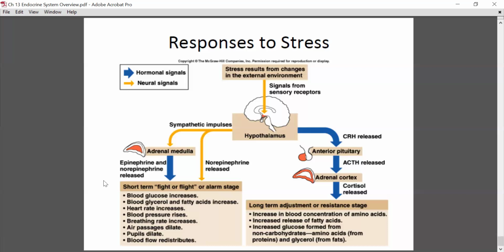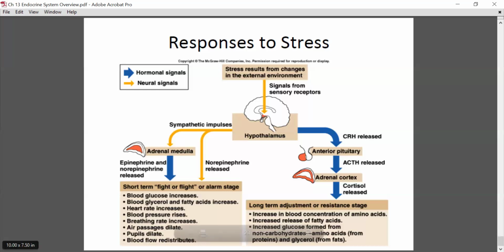Blood flow is redistributed. Remember, fight or flight is opposite of rest and digest. If you're trying to get out of danger, you're not going to digest. You don't want to use up your blood flow going to the digestive system while you're in danger. So that blood flow is rerouted from the digestive system so that you can have more blood flow to the cells that need it to help you get out of danger.